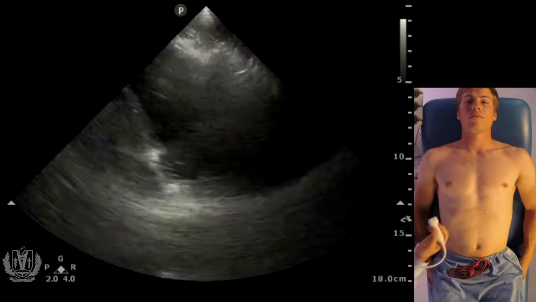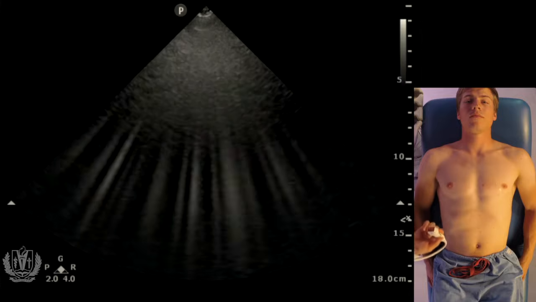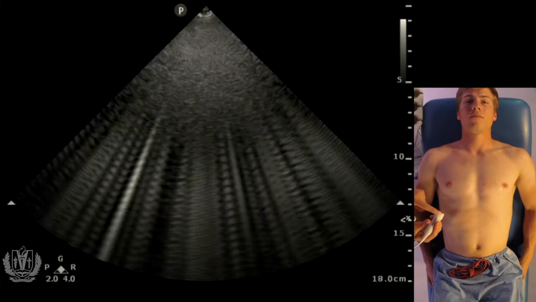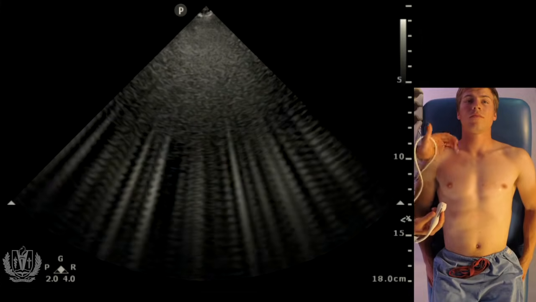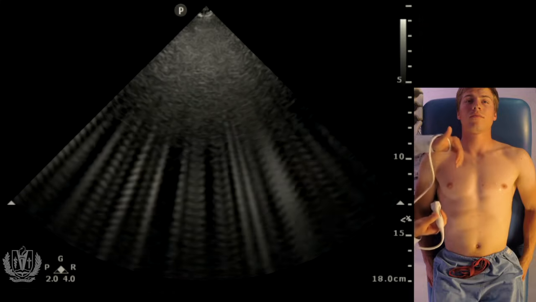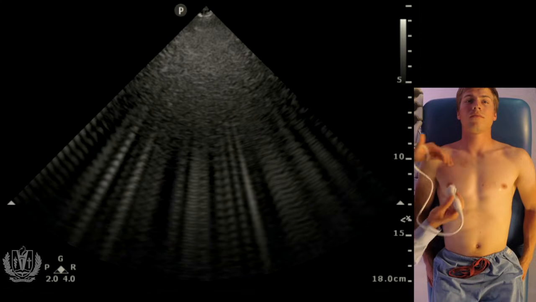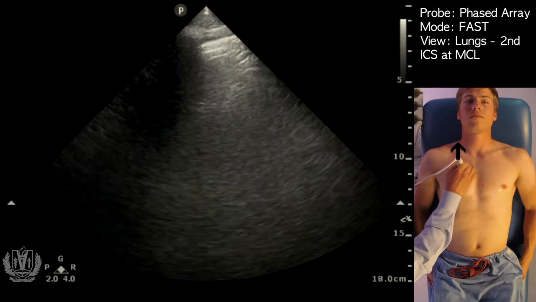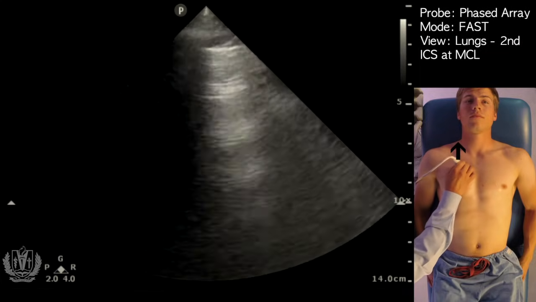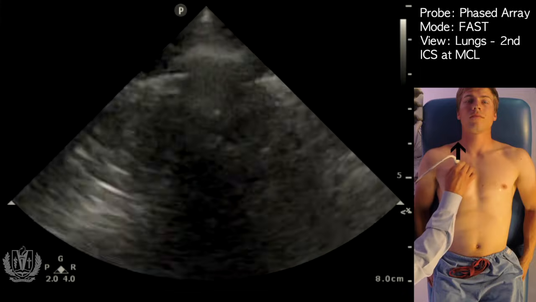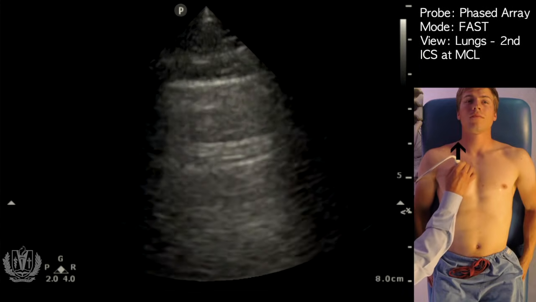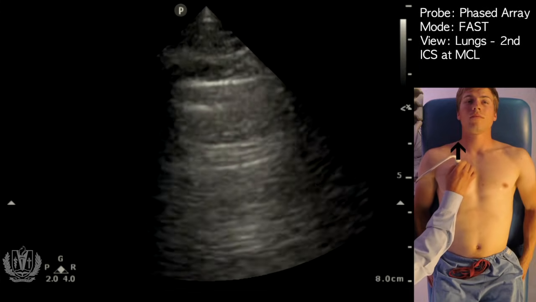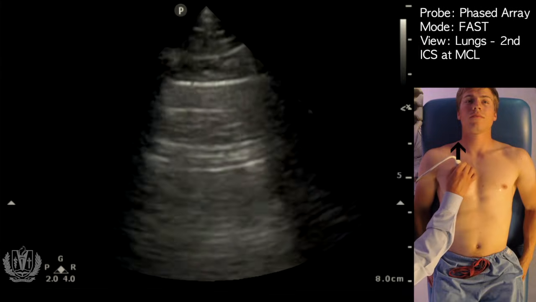And the last portion that you do is looking for pneumothorax, and that's looking for lung sliding. So once again, the indicator is going to be towards the patient's head, second intercostal space, mid-clavicular line, where you would do a needle decompression basically, and you would decrease your depth. So you see I'm decreasing my depth all the way down here. And here you're looking for lung sliding.